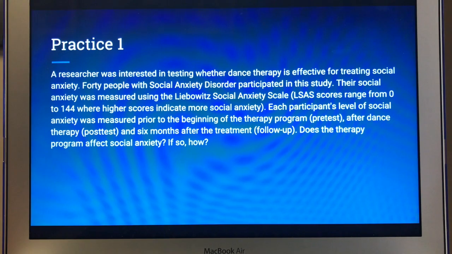40 people with social anxiety disorder participated in this study. Their social anxiety was measured using the Liebowitz Social Anxiety Scale. LSAS scores range from 0 to 144, where higher scores indicate more social anxiety. Each participant's level of social anxiety was measured prior to the beginning of the therapy program, pre-test, after dance therapy, post-test, and 6 months after the treatment, which is the follow-up.